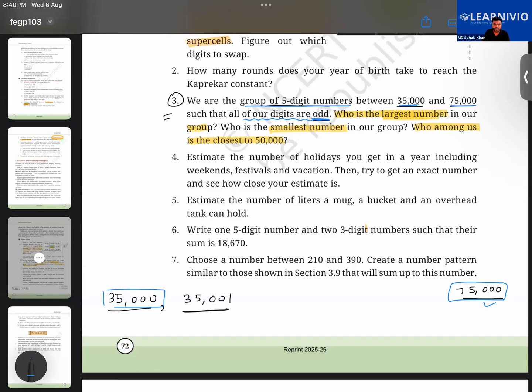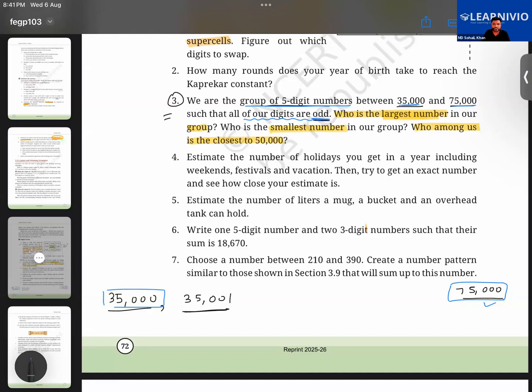Okay, Kaja, are you saying something? You have raised your hand. Sir, in page number 72 that you showed me, we've completed until question number 10 in our notebook. Okay, good. Anyways, you also pay attention here.